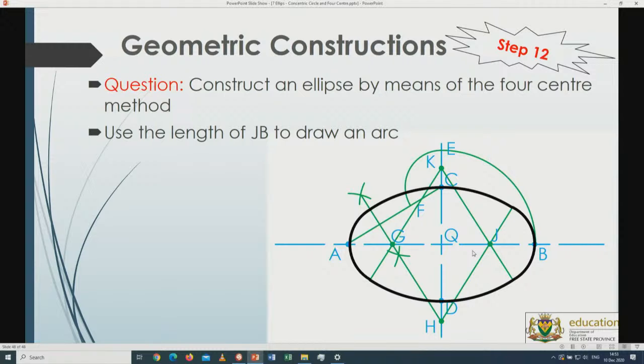Alright, so there's a lot of steps that I have to follow, and of course you have to understand the steps that you have to find. The examiner may ask you in the exam, giving you the major axis and the minor axis, and ask you to draw the ellipse by means of the 4-center method or the concentric circle method. And then you have to be able to know exactly what each of the two methods will look like.